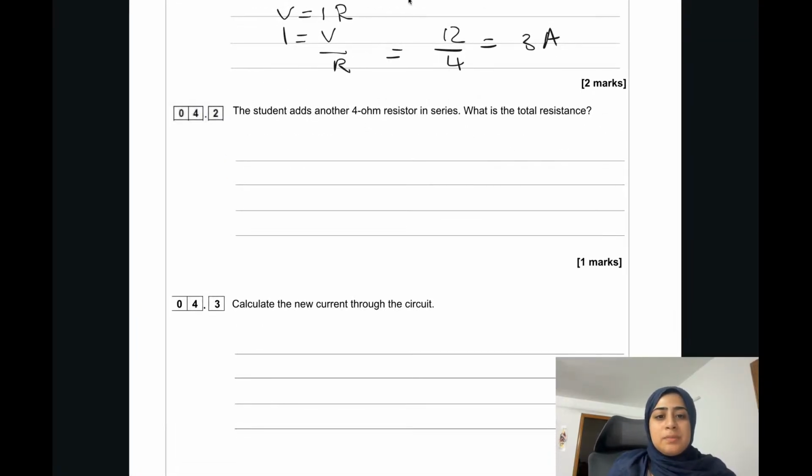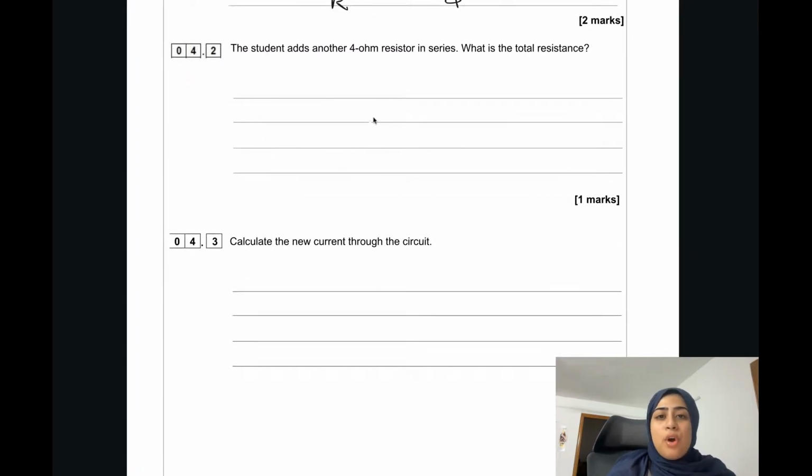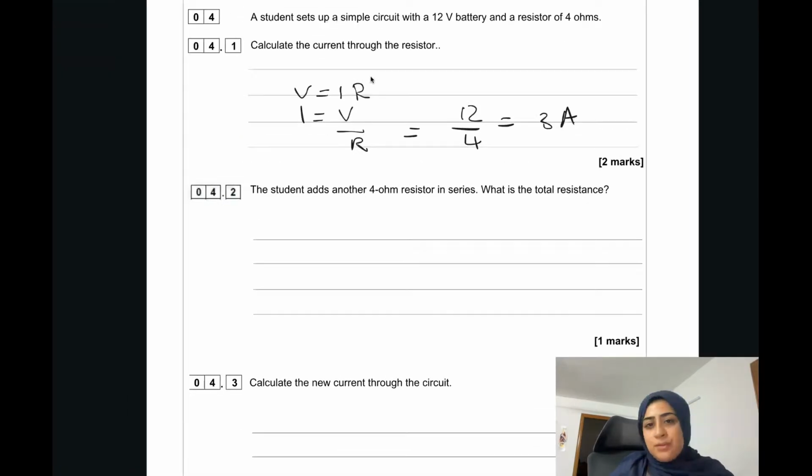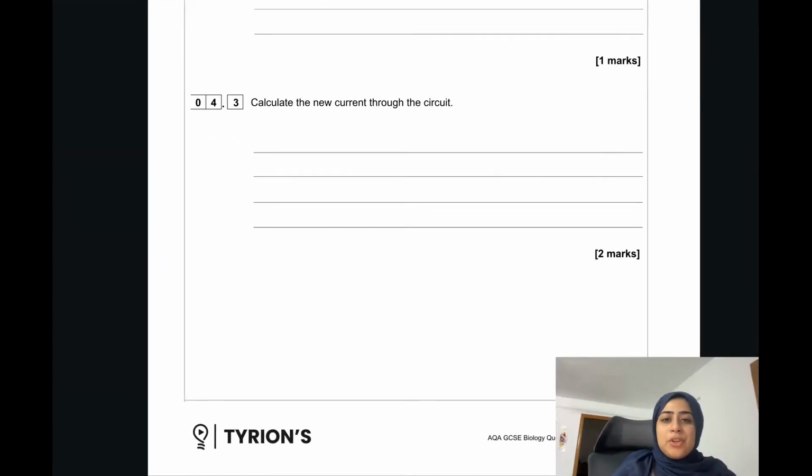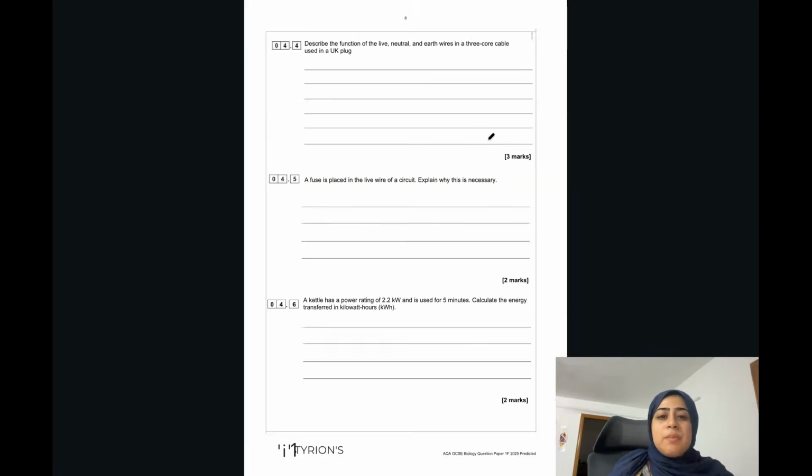Okay, the next part, it says that the student adds another 4 ohm resistor in series. So what's the total resistance? In series, we just add each individual resistance. Okay, so in series, we would just do 4 ohms and then add another 4 ohms. So it would just be 8 ohms. Calculate the new current. Well, the new resistance is 8 ohms. So it's just going to be 12 divided by 8 now, which is 1.5 amps. So give yourself the mark if you got that.